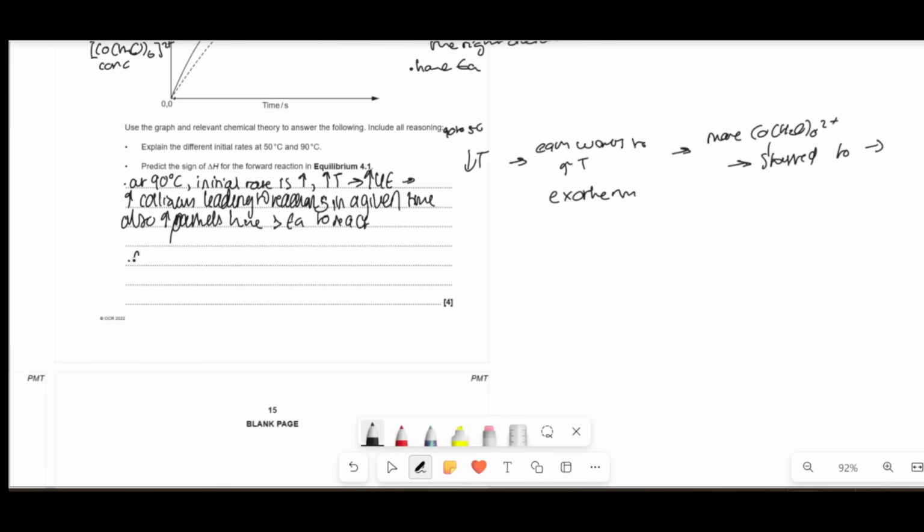So it must mean that the forward reaction delta H is negative because decreasing the temperature from 90 to 50 increases the concentration of CoH2O6 2+. You can do it the other way, where you can say, the temperature's increased, the equilibrium wants to try and decrease the temperature, so you actually get less CoH2O6. It's actually shifted to the left. It's the same principle, either's fine, but it's asking you about the forward reaction.